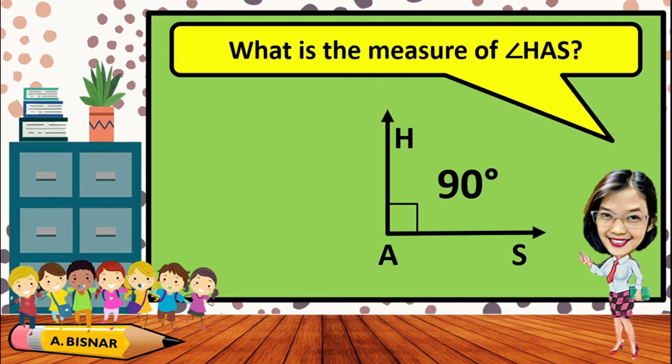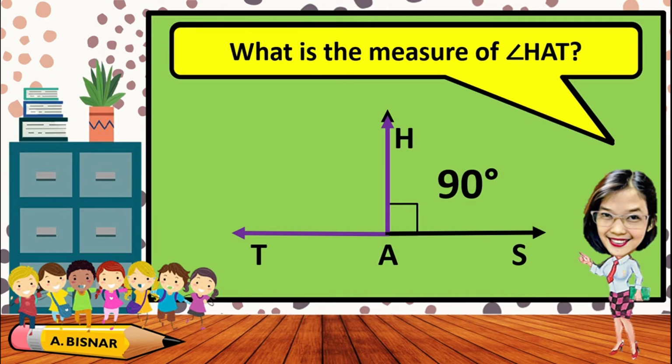Well, what if we have another angle, which is angle HAT or angle TAH? What do you think will be the measure of it? That's correct. The measure of it is also 90 degrees. Why is it so? This is because it is also a right angle.